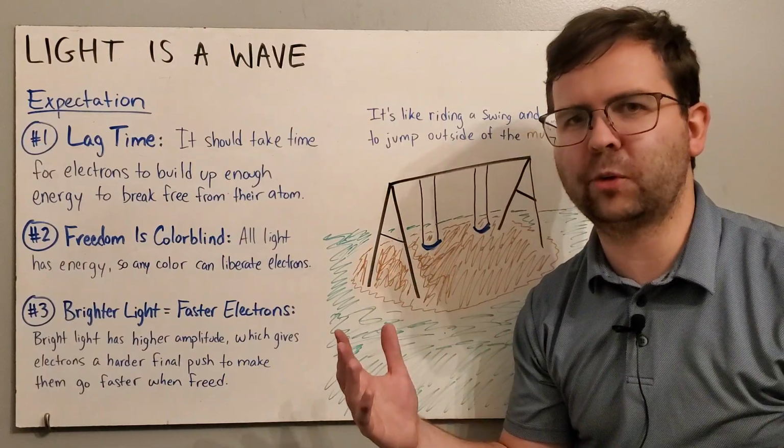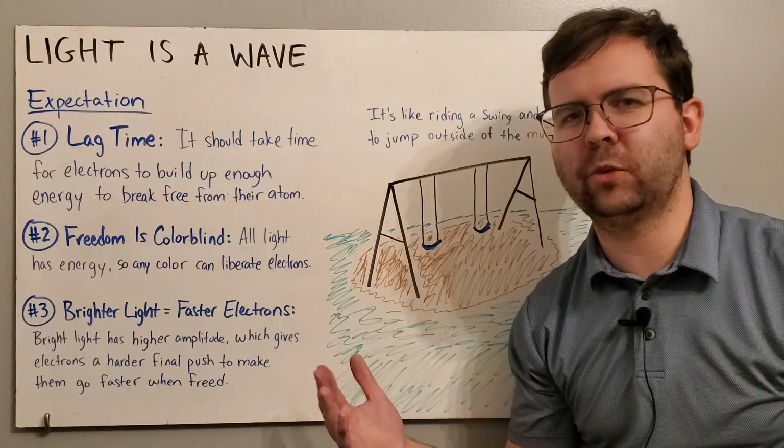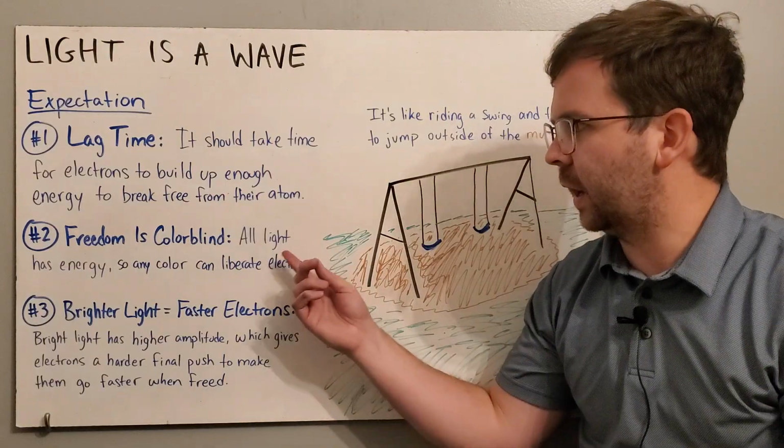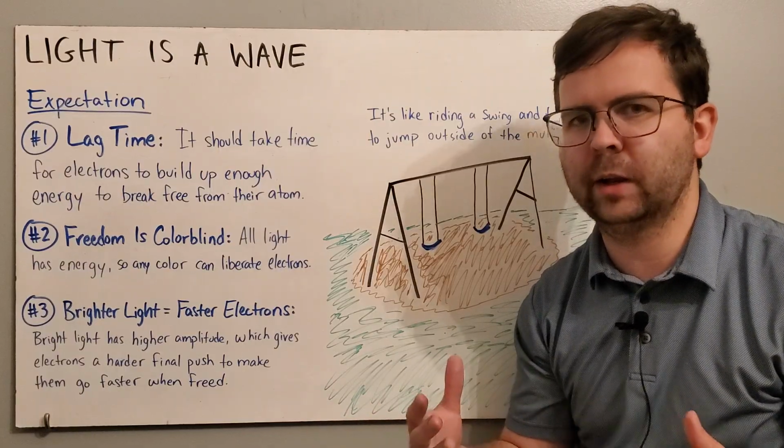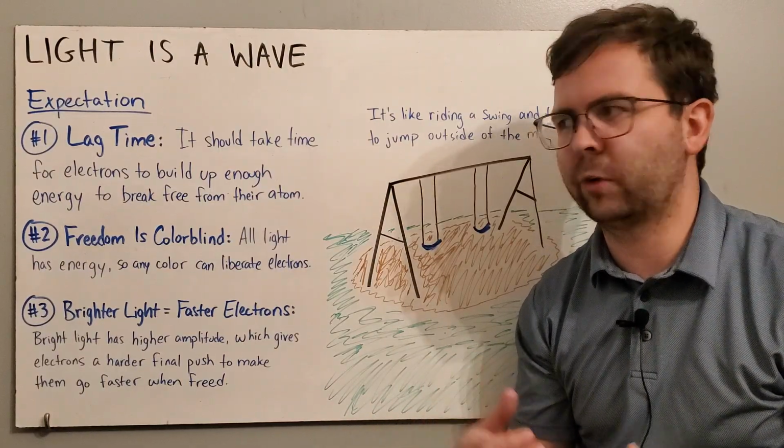Expectation number two is that freedom is colorblind. The electrons can break free no matter what color of light you shine on, because all light has energy in it. So if you shine a red light or a blue light, you should get electricity passing through this circuit.